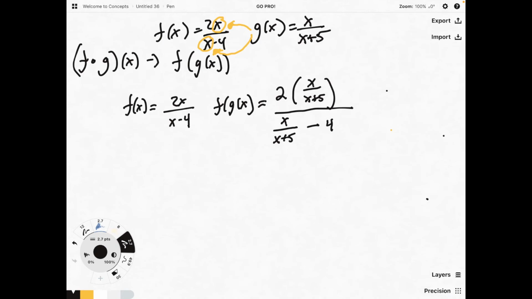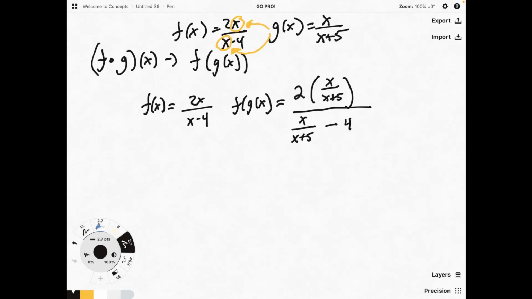Now that we have the function with respect to the function of g and x, or f composite g, all we need to do is simplify. We're going to simplify the numerator. That's going to give us 2x divided by x plus 5. And then we're going to simplify the denominator. And in this case, we need to make sure that 4 has the exact same denominator as the value x divided by x plus 5.